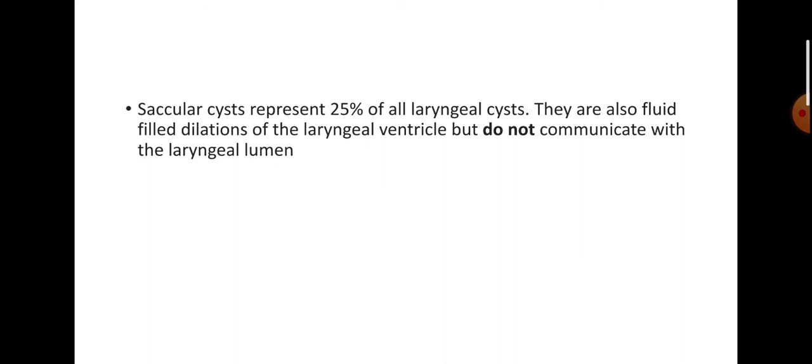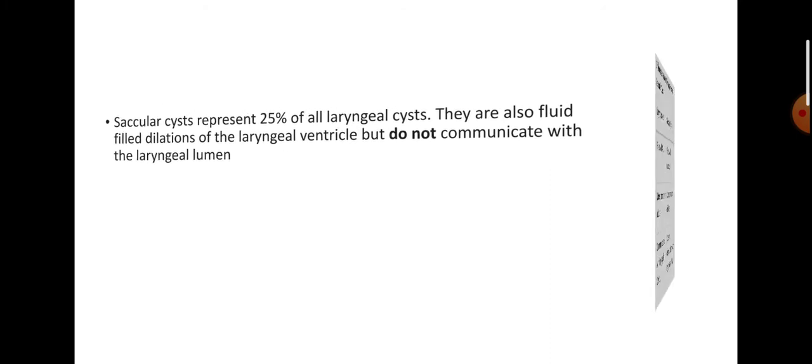What is to be differentiated from saccular cyst? These saccular cysts represent 25% of all laryngeal cysts. Now, the anterosuperior projection of the ventricle is called the saccule, and when the cyst happens, it's called a saccular cyst. They are also fluid-filled dilatations of the laryngeal ventricle, but do not communicate with the laryngeal lumen. This is how we differentiate it from a laryngocele. Saccular cysts do not communicate with the laryngeal lumen.